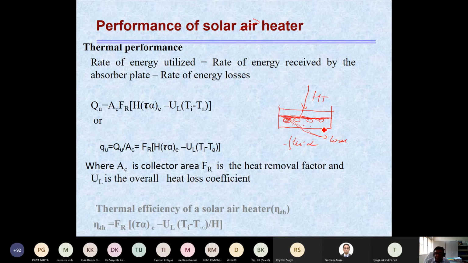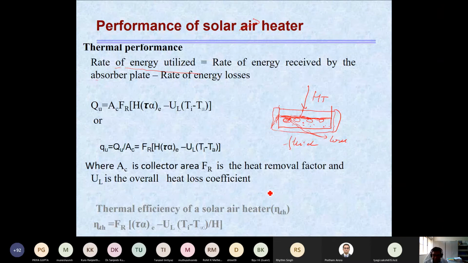So here this part is the insulating part, and that is also an insulating part here. So that is the flat plate solar collector. In that case, if you want to develop the energy equation or know the efficiency, you need the rate of energy utilized, the rate of energy received by the absorber plate, and the rate of energy losses. Those are the three things. I can derive the equation, but time will not allow me. So finally, it will be in this form.